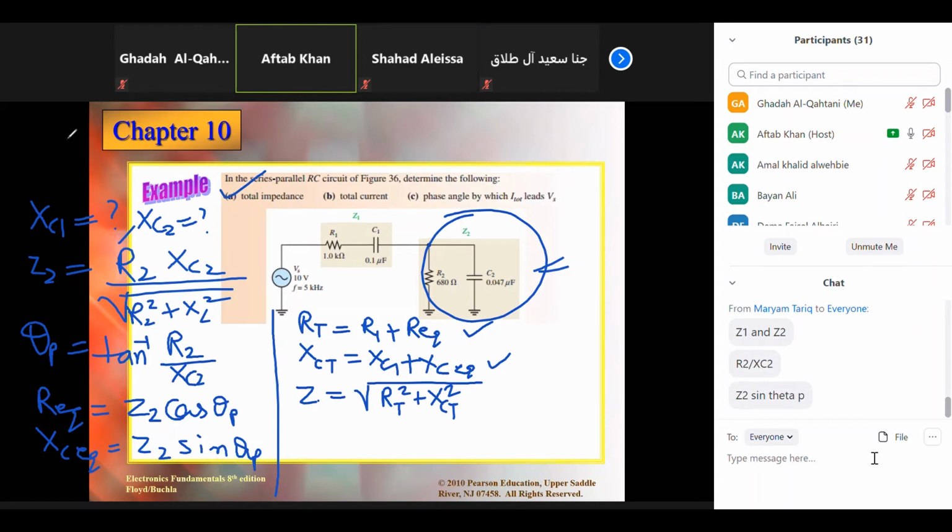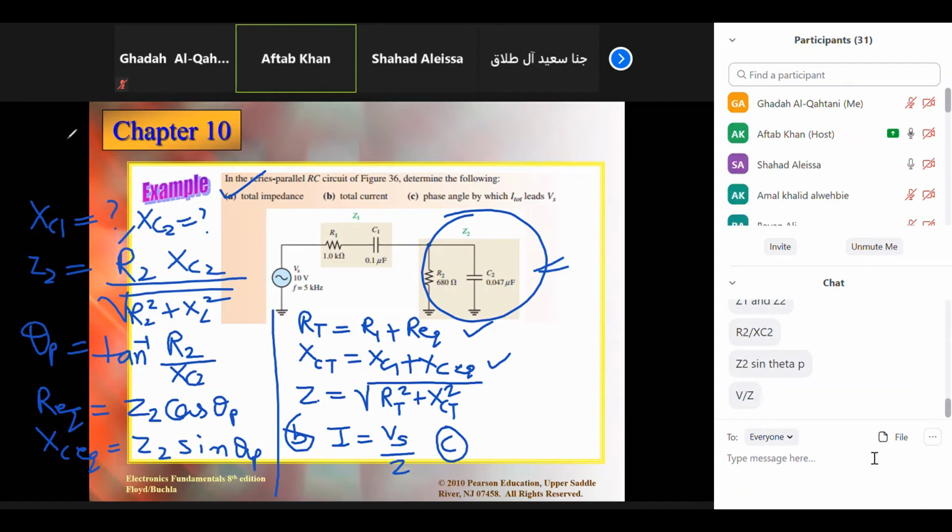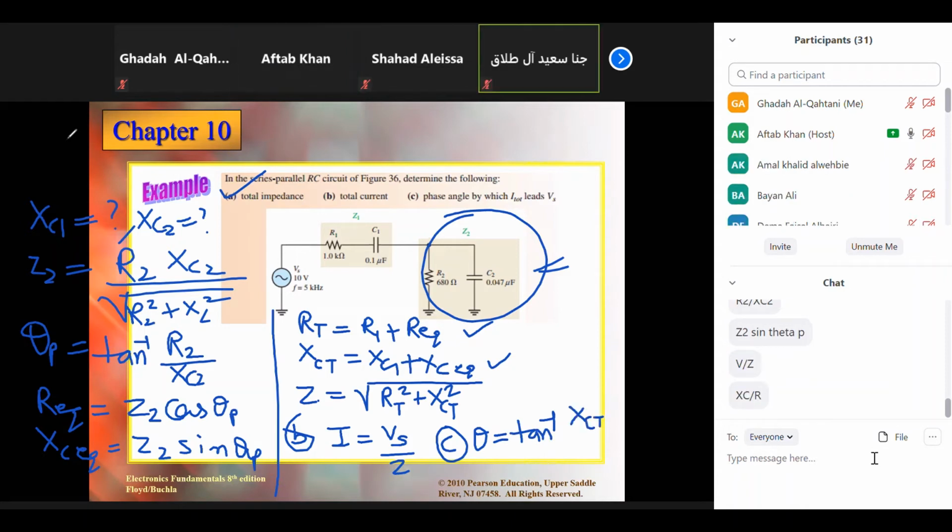Second part, total current. So total current is what? Ohm's law, V over Z. Yes, Vs over Z. Now, the final part, phase angle, theta. XC over R. XC total, yeah, total. Oh, no, no. R total. Yeah, this total, right? Over R total. That's it.